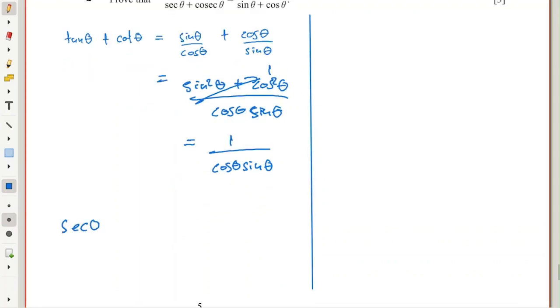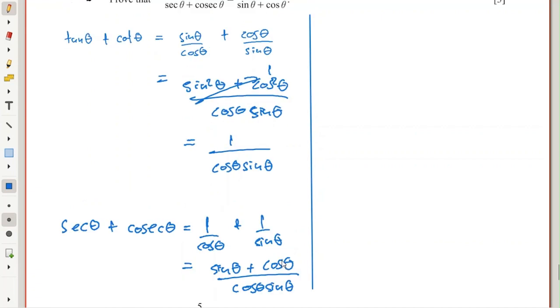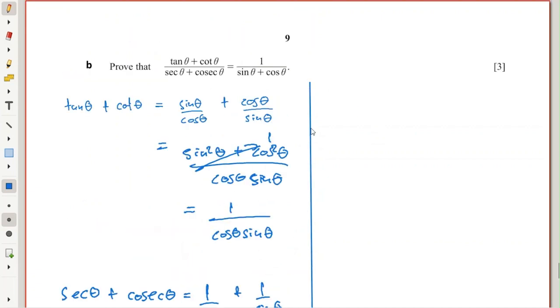Now, the denominator, you have 1 over cos theta plus 1 over sine theta. So you just cross multiply. This time you get sine theta plus cos theta over cos theta sine theta. All right. So when I finish, it will be numerator over denominator. All right. So therefore, this is equal to 1 over.